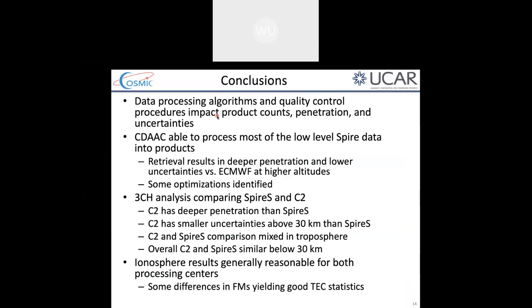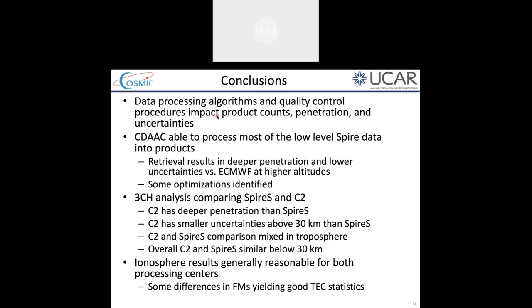All right. So to conclude, we've taken a look at the nice complete Spire data set for a month in this case. We definitely find that the data processing and the quality control procedures that are used will impact the product counts, the penetration of the RO profiles, and the estimated uncertainties. We'll be adding to these results in the next month and have a little bit more detail. So probably not a surprising result there.